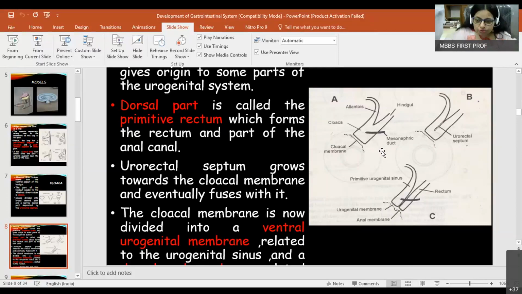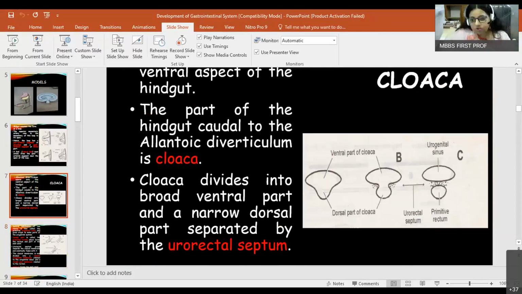Okay, so this is one aspect, and you can see the previous slide so that you can very well understand. Ventral aspect, dorsal aspect, urogenital sinus by the ventral part and dorsal part is forming the primitive rectum. Up till now, is it clear?